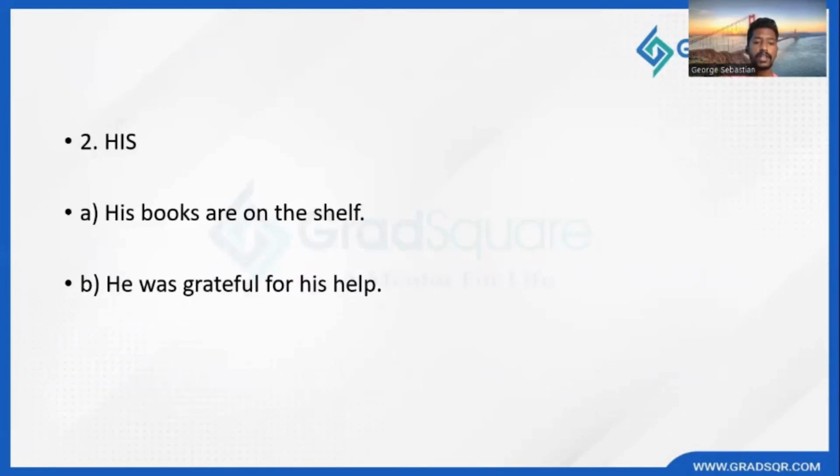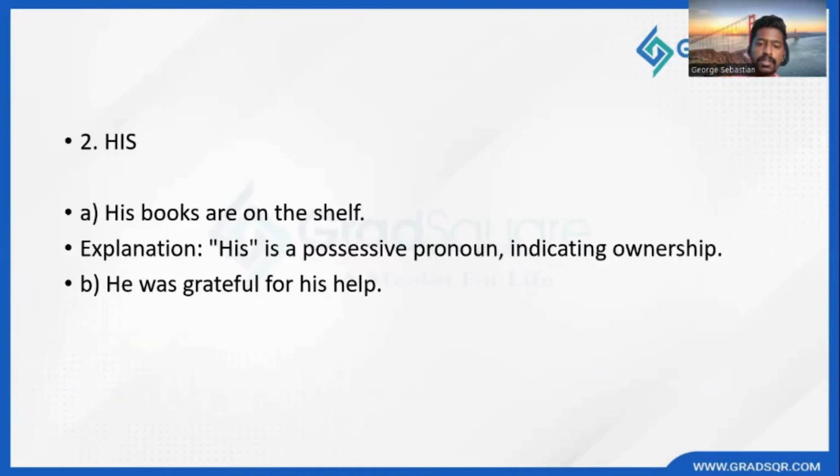Here we have the word his. The first sentence is, his books are on the shelves. Very easy. His is a pronoun, right? It indicates ownership, so it becomes a possessive pronoun. It says his books are on the shelf. Whose books? His. So his is a pronoun.